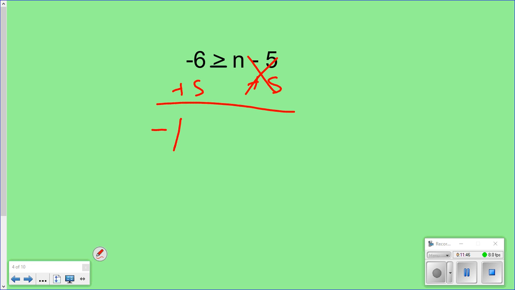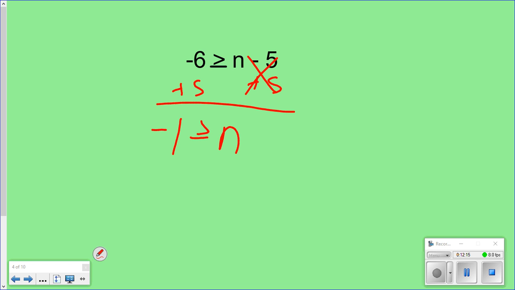So I have -1. This is probably what your answer looks like: -1 is greater than or equal to n. So if -1 is greater than n, or equal to it, what can n be? One person, don't all yell at once. If -1 is greater than or equal to n, anything -1 or less. Okay, what's less than -1? -2. There you go. Because negatives will get people screwed up.